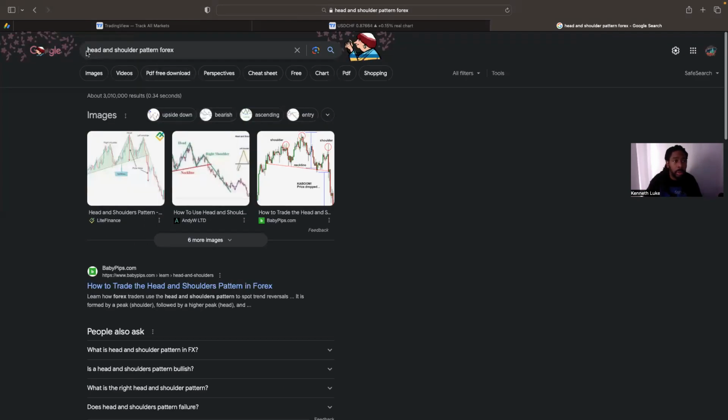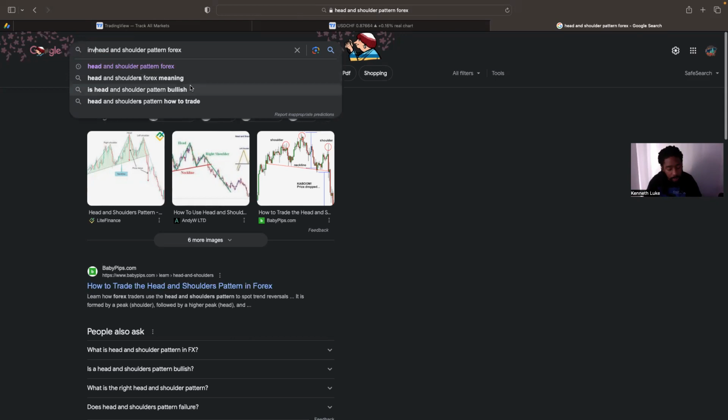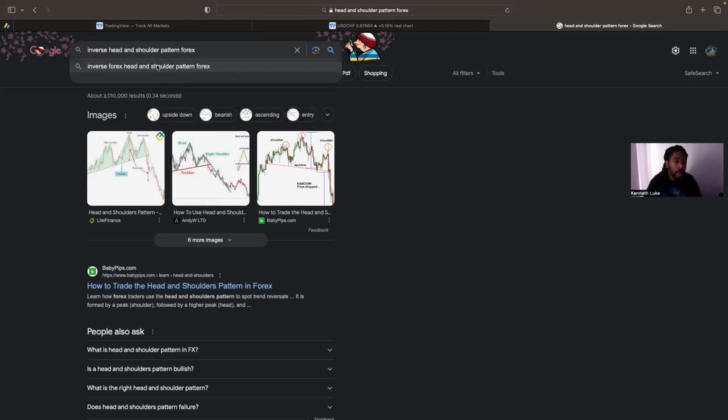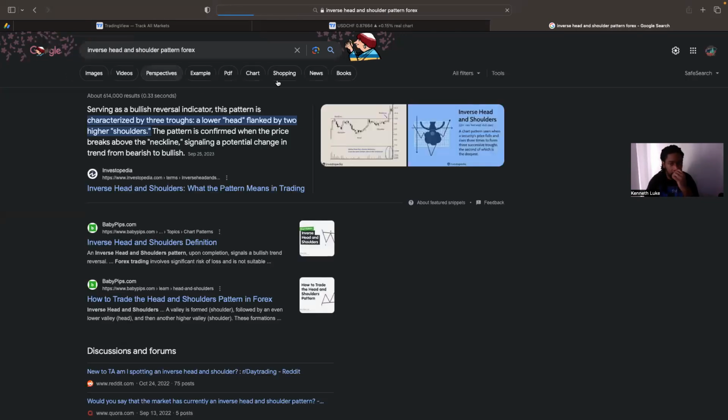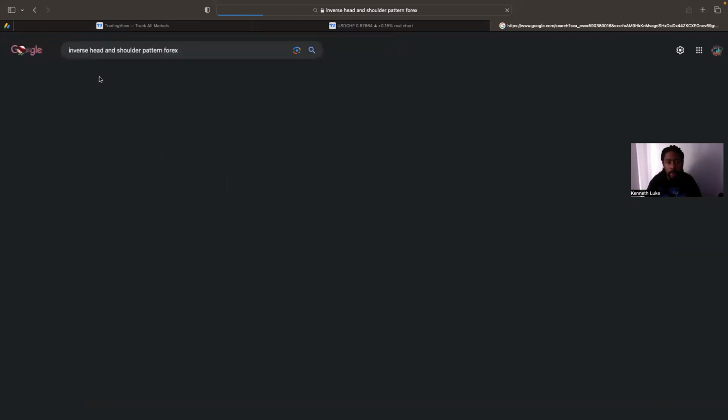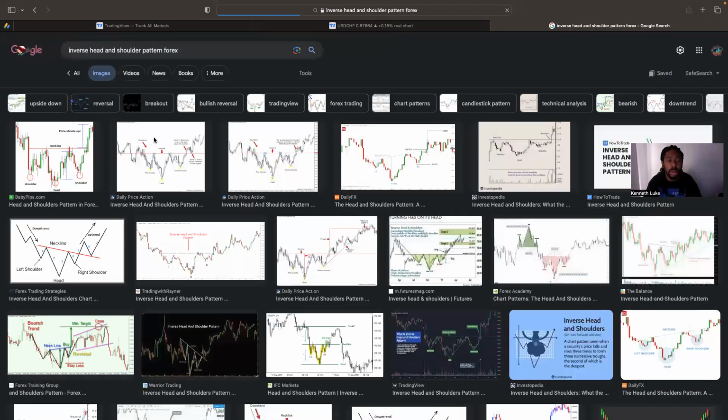Now I'll go to inverse. Inverse head and shoulder pattern. You see, it's pretty much the opposite, total opposite way. And like I said, some look nice. They go head, shoulder, shoulder. Some look nasty. They go head, shoulder pattern right there.